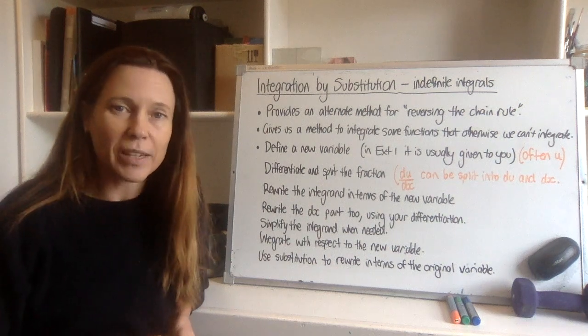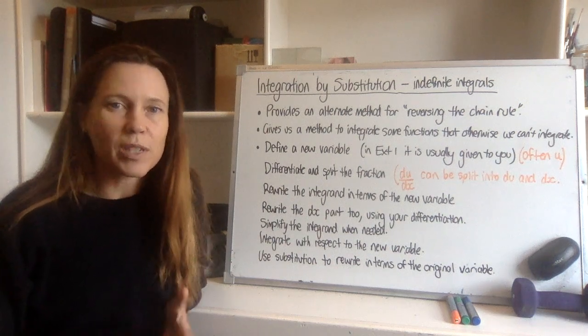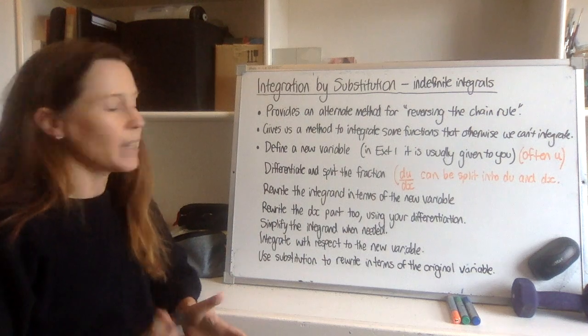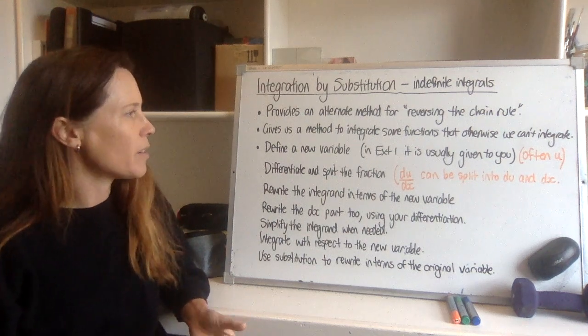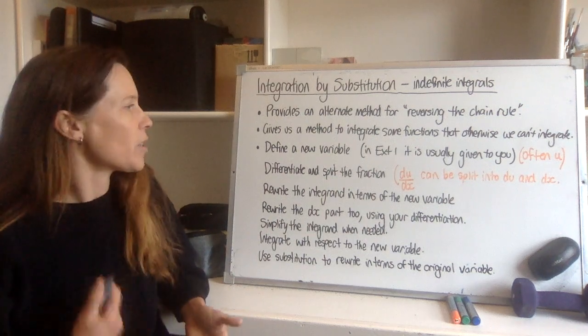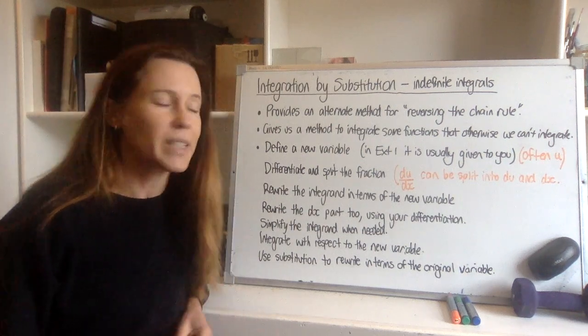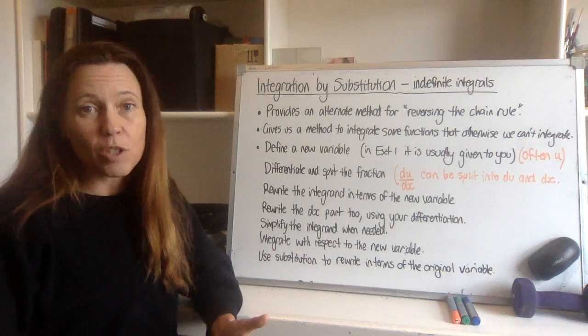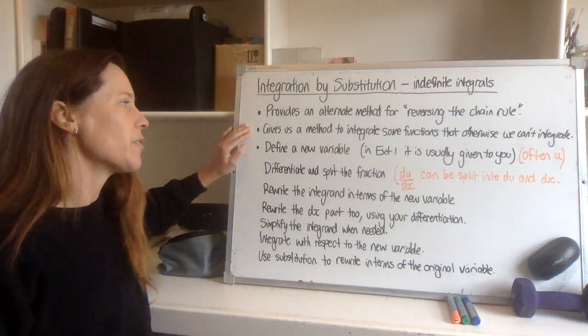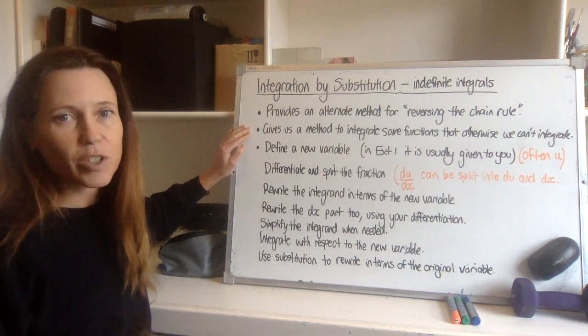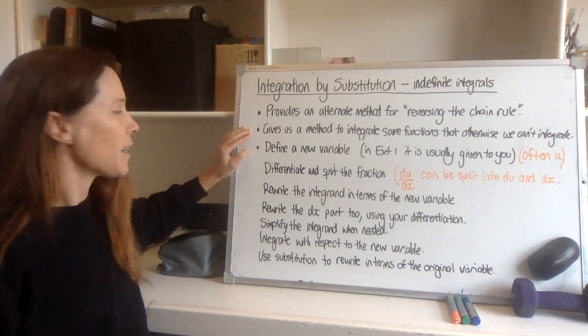In today's lesson, we'll be integrating by substitution, and we'll start with the indefinite integrals. Now, this gives us an alternate method for reversing the chain rule. So there's some questions that we can do with that reverse chain rule method that we've already seen, and we can now choose to substitute. But even more than that, it's going to give us a method that we can integrate some functions that we really couldn't have done any other way.